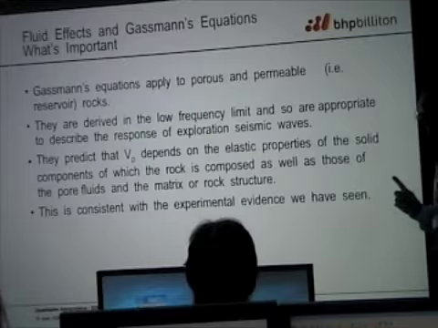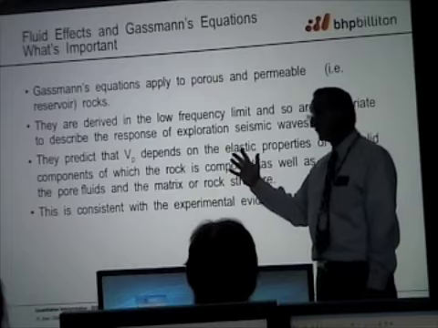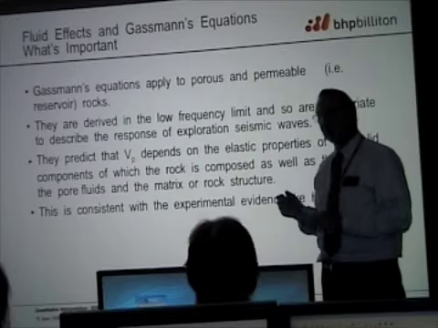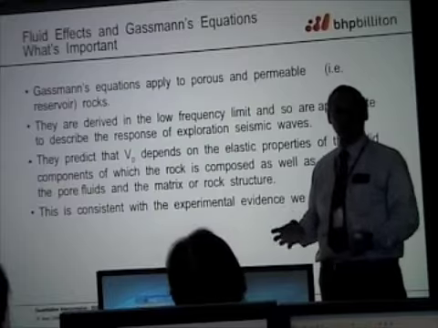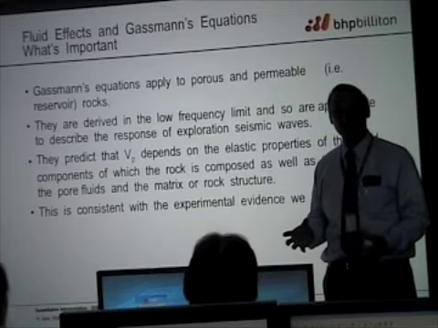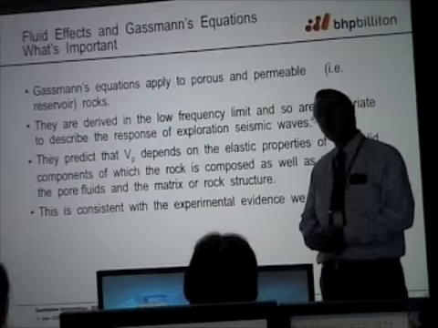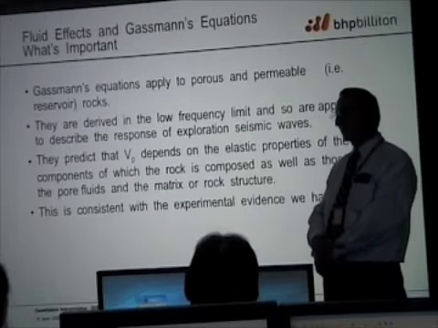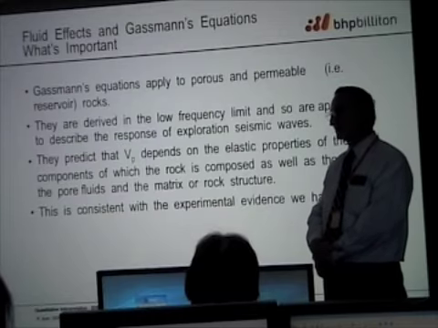Why? Well, we have the architecture in there already, porosity explicitly. We have the fluid and solid elastic property dependence in there explicitly. We don't have stress in there explicitly. Where does the stress come from? The stress enters in the matrix elastic constants.